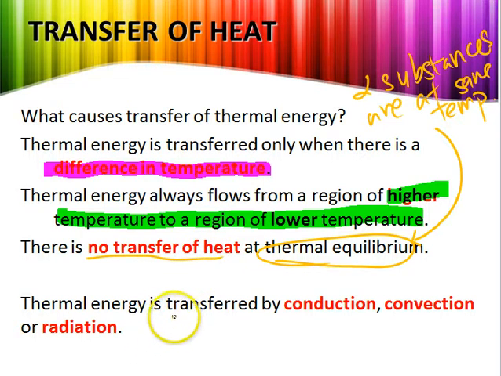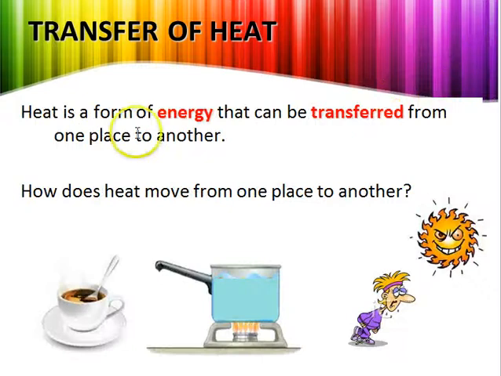Okay, so now, what are the methods by which heat can be transferred? There are three different ways: conduction, convection, and radiation. So let's look at it. Heat is a form of energy that can be transferred from one place to another. So how does it move? Take the example of coffee. How does the hot coffee go through the spoon and reach your hand? How does the whole water in the pot boil? And how does the sun's heat reach us?